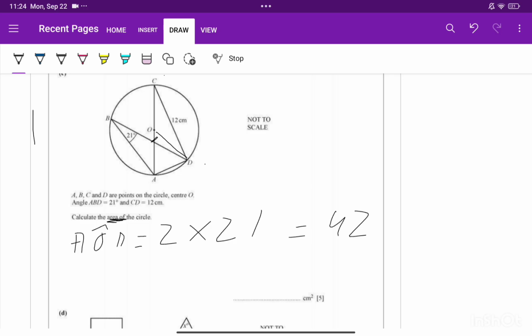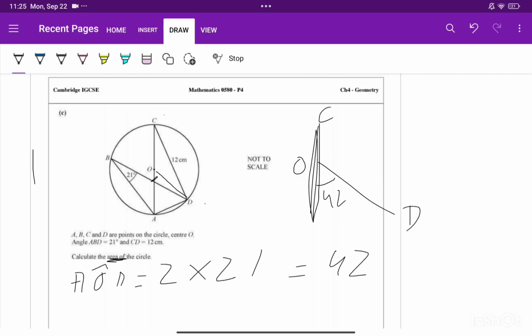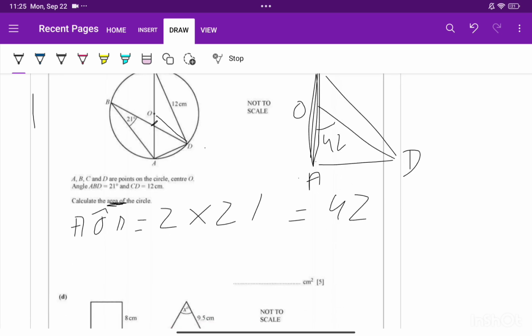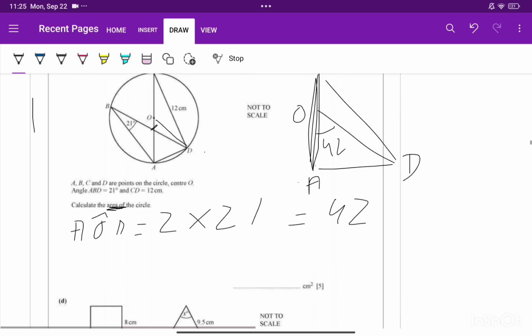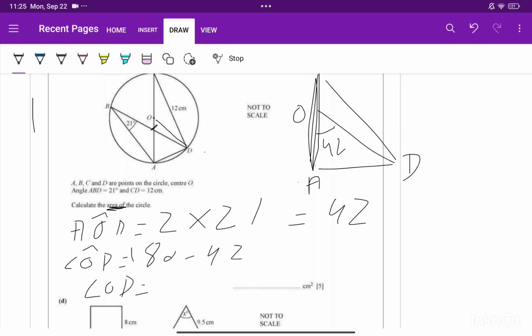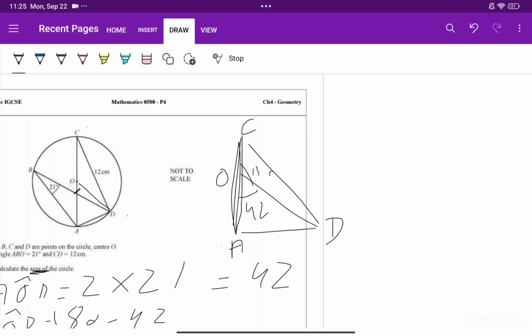Okay, and as we know AOD is a diameter, so if this is a diameter and this is 42, this is a straight line, so we can find COD. For example, this is C, this is O, this is D, and this is A. AOD is 42, so COD will be 180 minus 42. So COD is equal to 138. So this angle is 138.